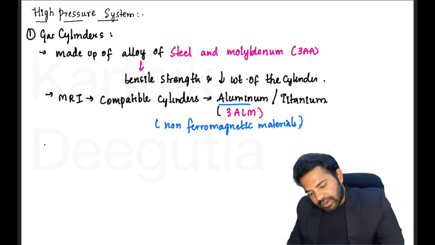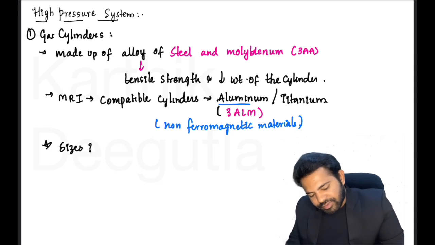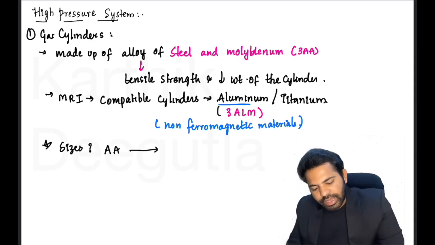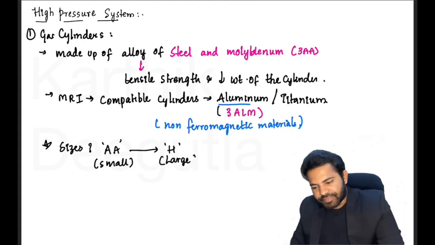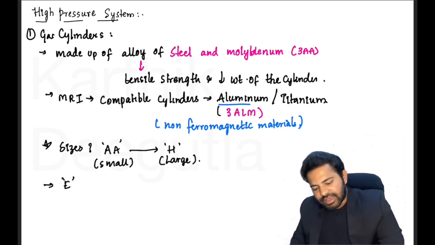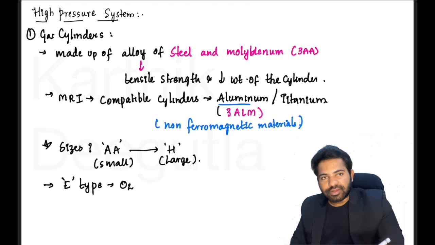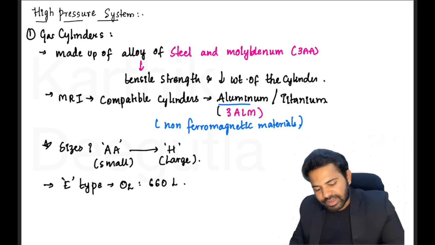Clear? Now in what sizes are these cylinders available? In increasing order of size, the cylinders range from AA to H. AA is small size and H is large size. The cylinder size which is attached to the anesthesia machine is the E-type. For example, for an oxygen cylinder, the E-type cylinder size is about 660 liters. Alright.